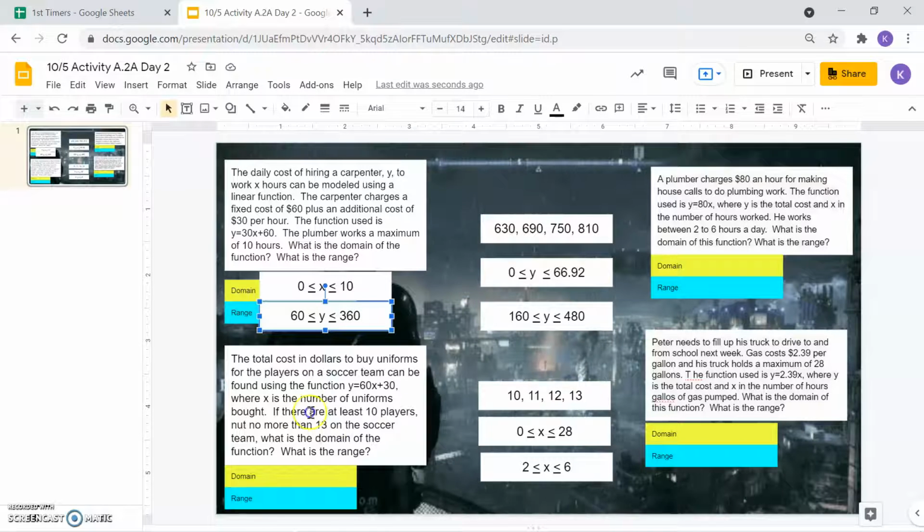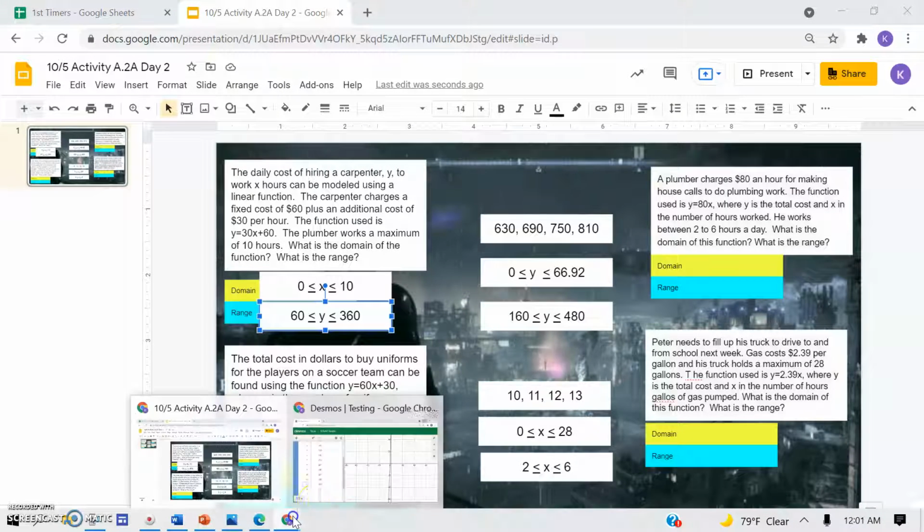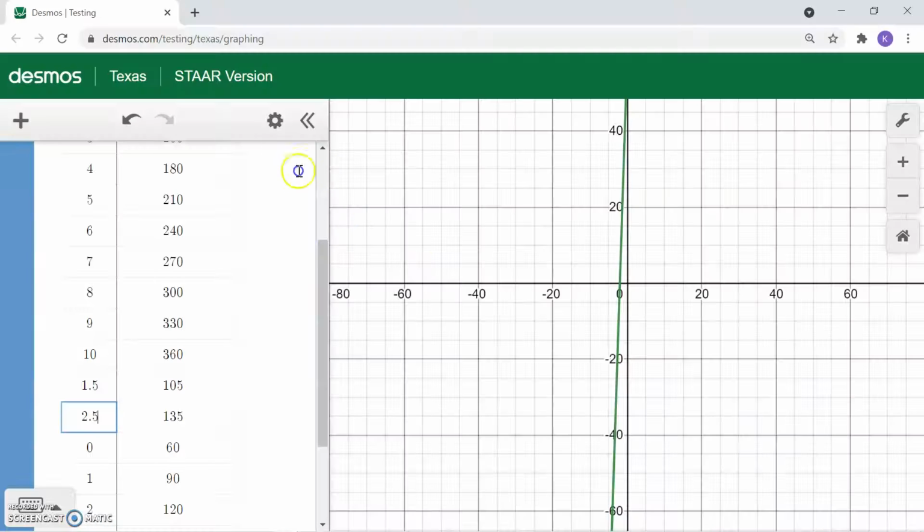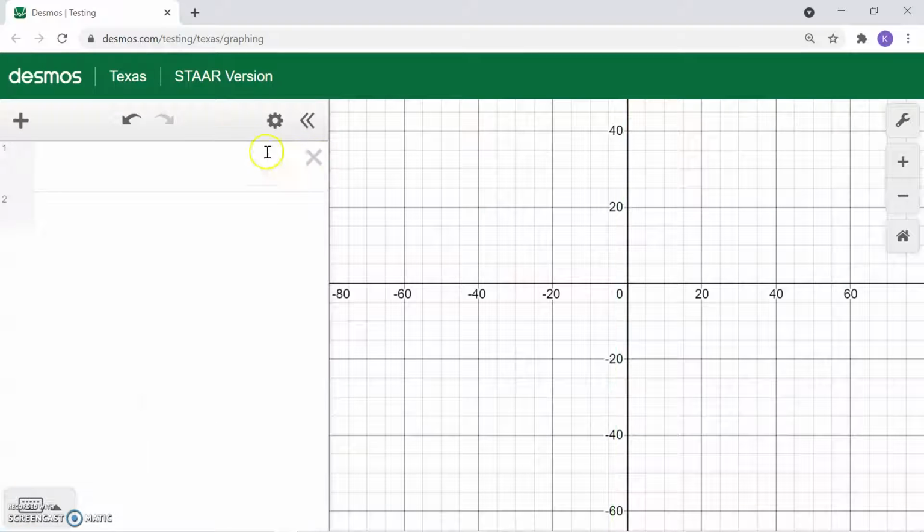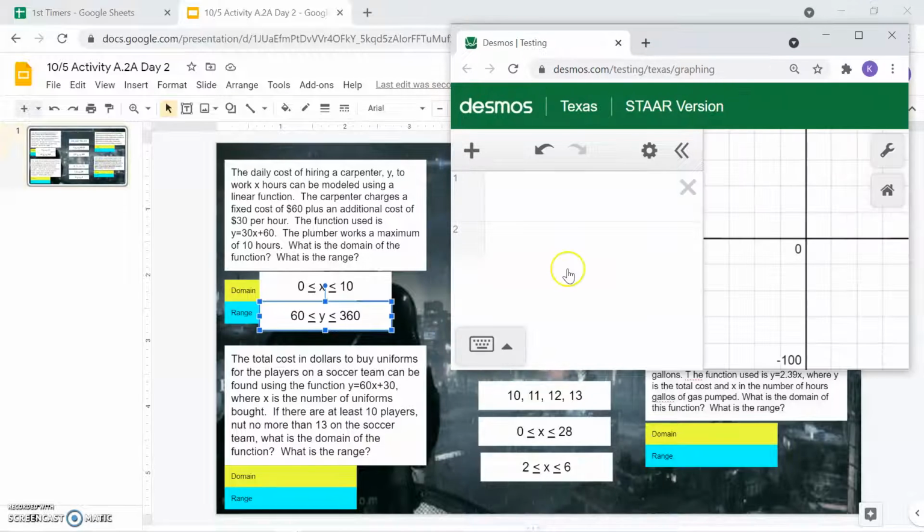Now look at this one over here. It says the total cost in dollars to buy uniforms for my 6th soccer team can be found using this function: 60x plus 30. So let's put that on the calculator. Let's open it up. I'm going to delete this. Delete this. Okay, so now I'm going to put it here: Y equals 60x plus 30, where x is the number of uniforms bought.